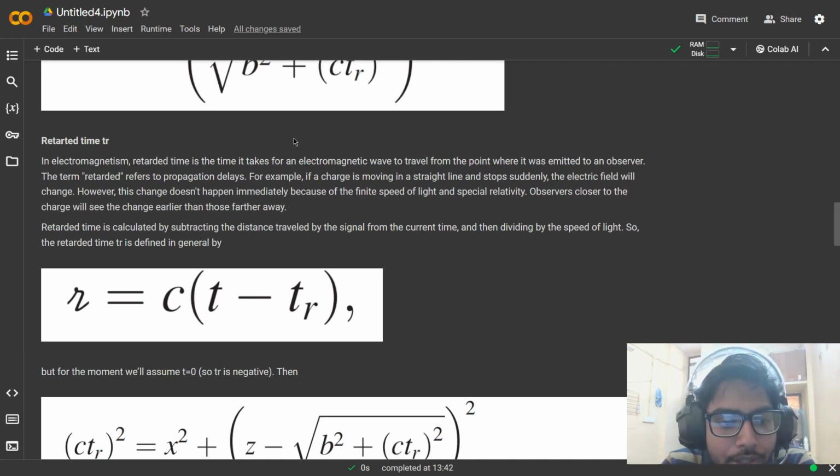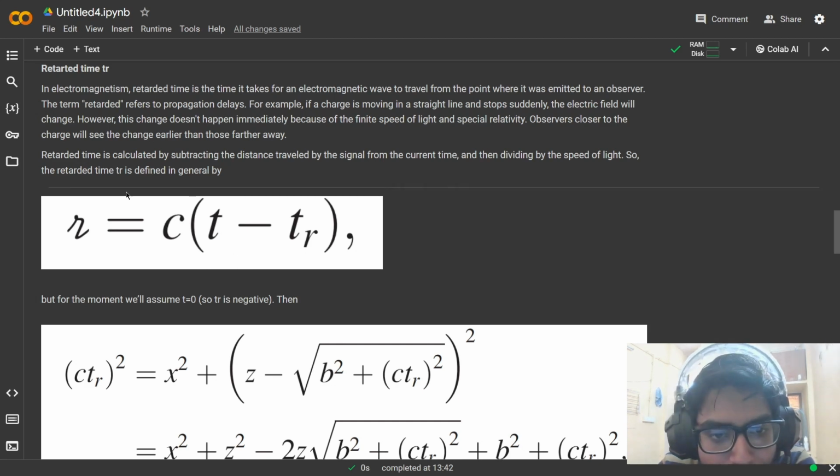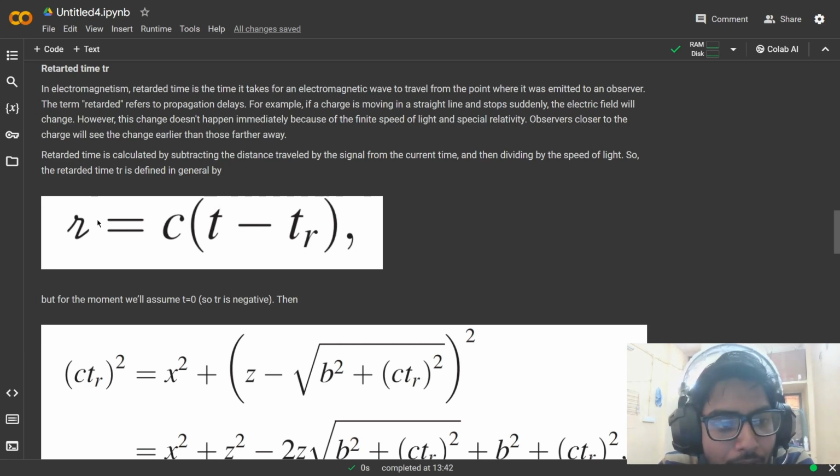So here is the general formula of the retarded time t_r. Retarded time is obtained by taking the distance traveled by the electromagnetic wave divided by the speed of the electromagnetic wave, and subtracting it from the time at which the observer observes the wave. So t is the time at which the observer observes the electromagnetic wave, and r by c is the time delay.